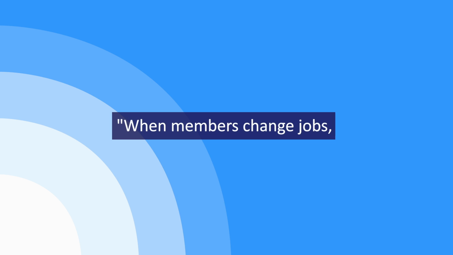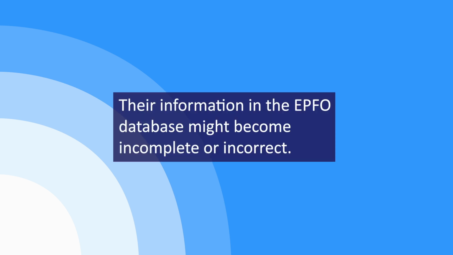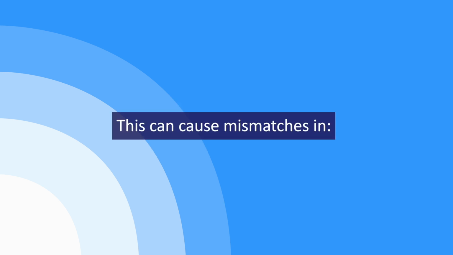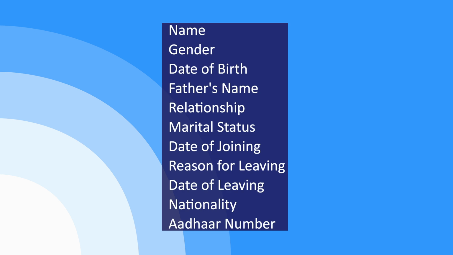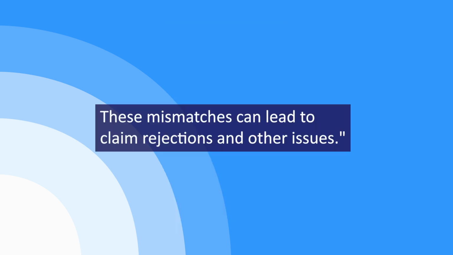When members change jobs, their information in the EPFO database might become incomplete or incorrect. This can cause mismatches in name, gender, date of birth, father's name, relationship, marital status, date of joining, reason for leaving, date of leaving, nationality, Aadhaar number. These mismatches can lead to claim rejections and other issues.